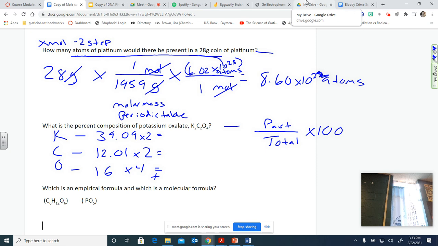So 39.09 times 2 is 78.18. Then 12.01 times 2 is 24.02. Then 16 times 4 is 64. So those are all my parts. I'll label that up here. This is the part, part, part. They get divided by the total here in a second. But to be able to divide them by the total, I got to add them up to know what that total is.